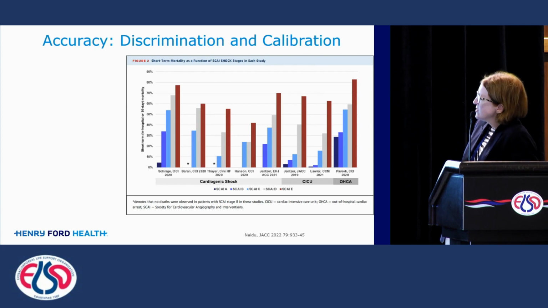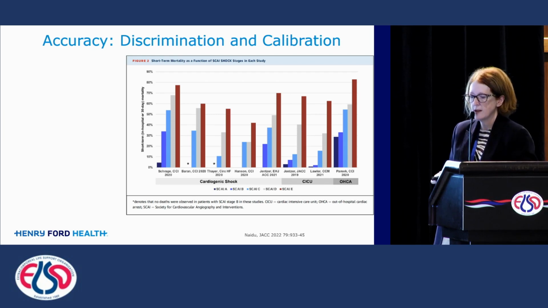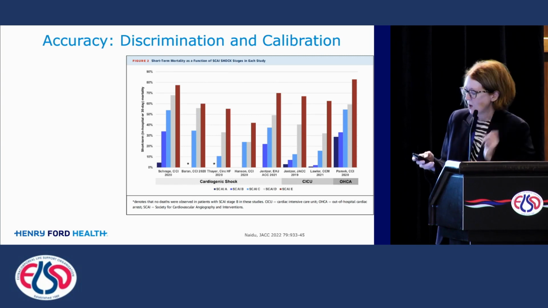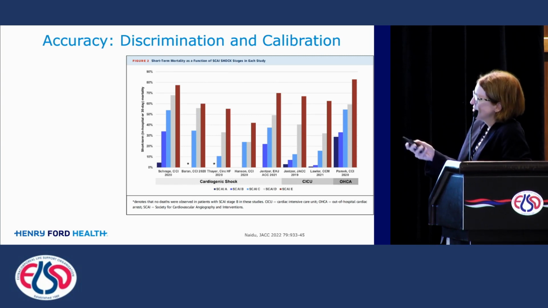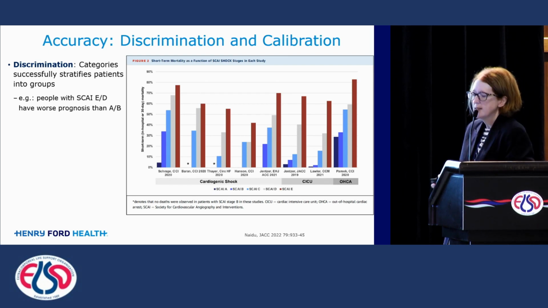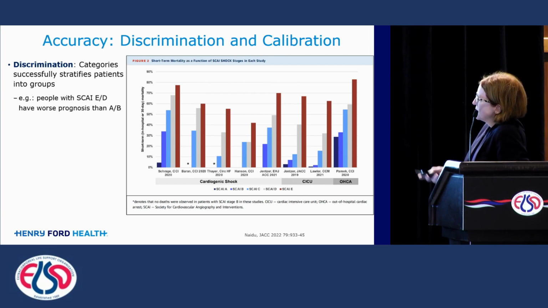When we look at the SCAI categories, we want to look at the accuracy of each of the categories in predicting mortality risk. And this is where I, as a statistician, come up with some fancy words. One is discrimination and one is calibration. Let's dumb that down. Discrimination means, do the categories successfully stratify patients into groups of risk? Meaning, do patients in SCAI category D or E have worse outcomes than A, B, and or C?